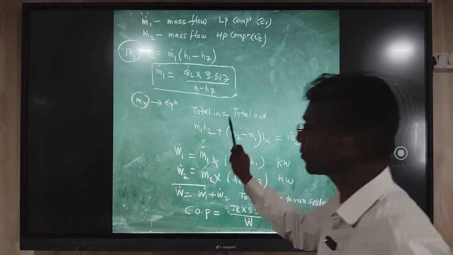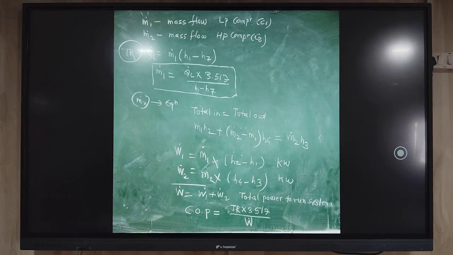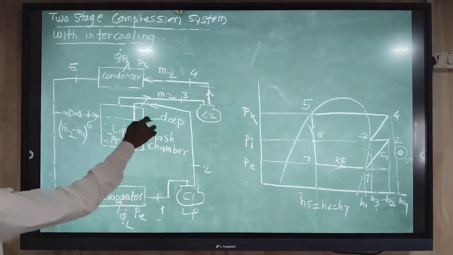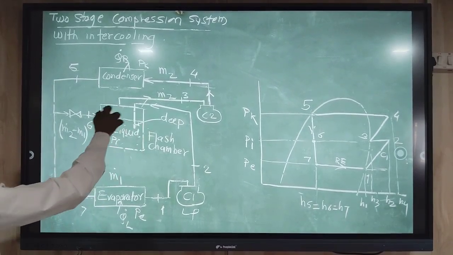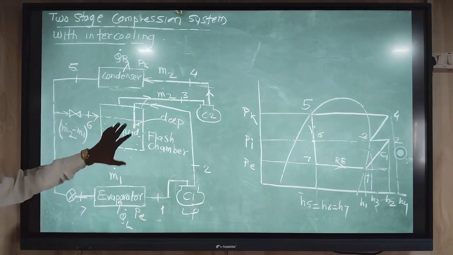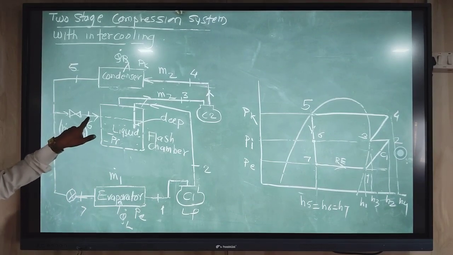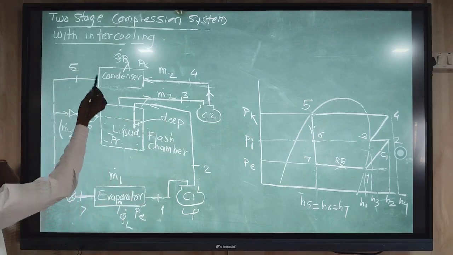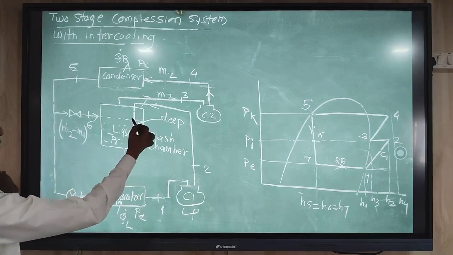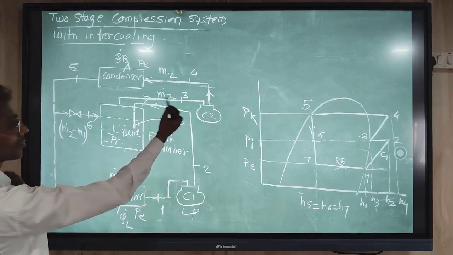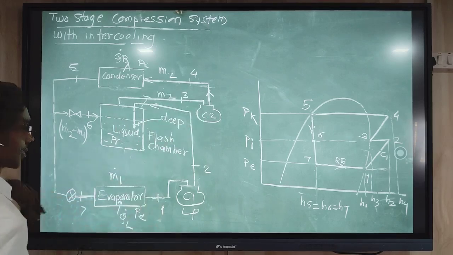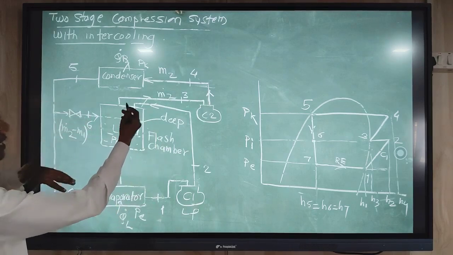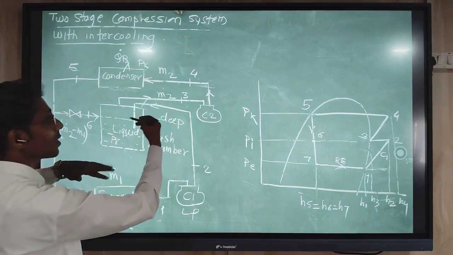For the energy balance equation, we have to go again to the schematic diagram. Here you can take the portion across the flash chamber. If you see, there are two lines entering the flash chamber: this line from the condenser and this line from the compressor. And there is one output line coming out, going to the compressor. So the equation is: the amount of heat entering the flash chamber is equal to the amount of heat content leaving the flash chamber.